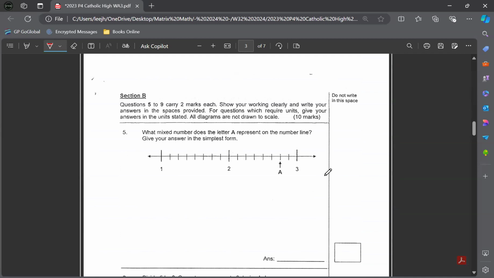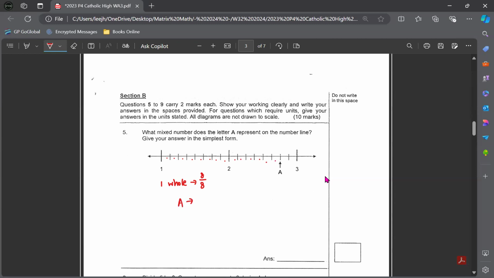So if you look at this, right, from number 1 to number 2, how many intervals do you have in the middle? 1, 2, 3, 4, 5, 6, 7, 8. Which means that one whole is a fraction of 8 over 8. Okay, so this is two wholes, right? So this will be how many eighths? So it's 1/8, 2/8, 3/8, 4/8, 5/8, 6/8.